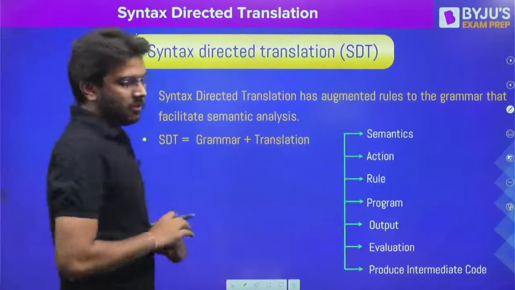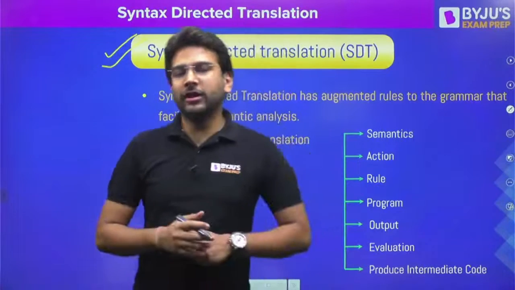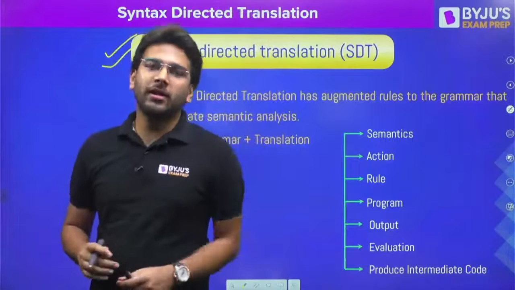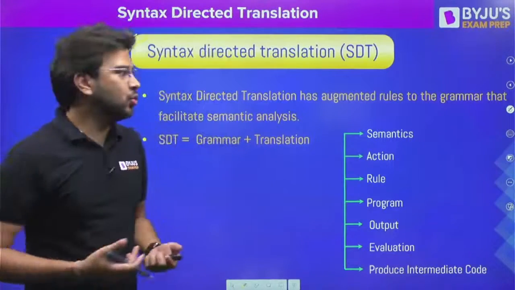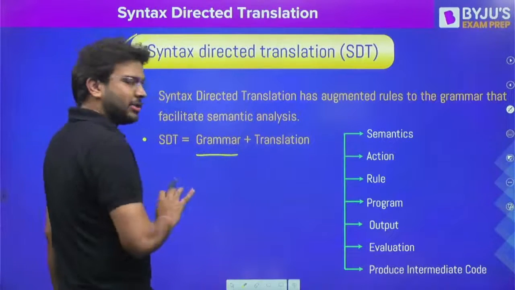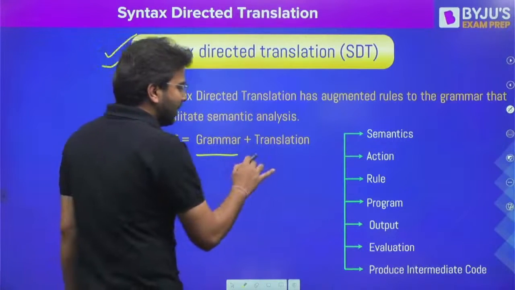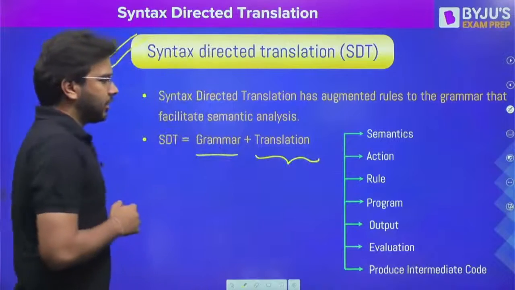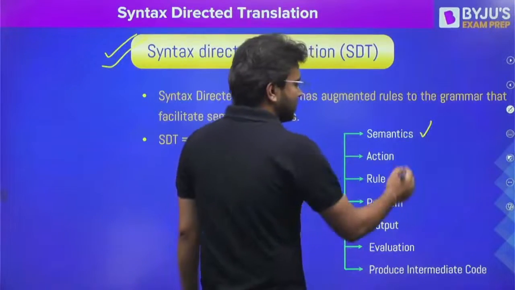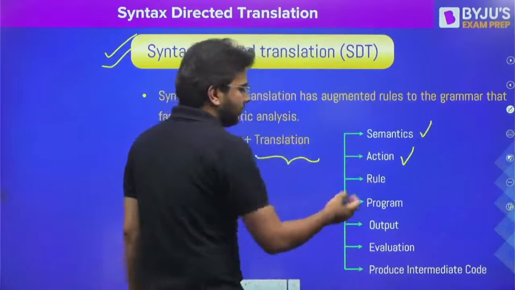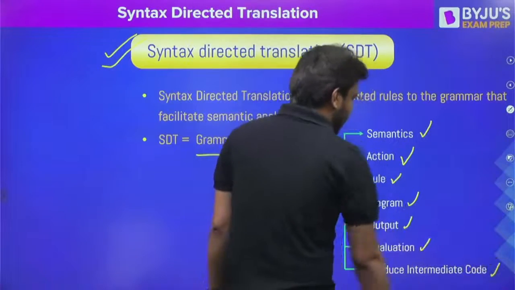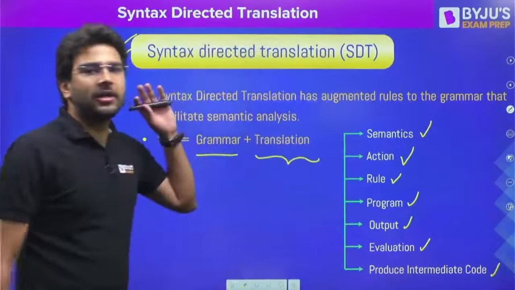See, SDT is way more powerful than the semantic analysis phase. Using SDT, you can implement the entire compiler as well. Why am I saying so? Because in SDT we have the grammar, which is already there, that is context-free grammar. But apart from that, we have the translations as well. Now this translation can be anything. It can be semantics. It can be any action that we want to perform. It can be a rule, a program, output, evaluation, producing intermediate code. Apart from that, it can be anything.